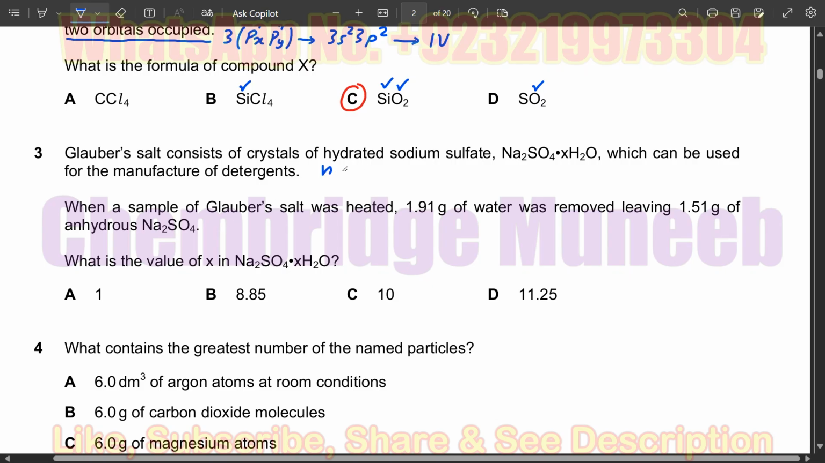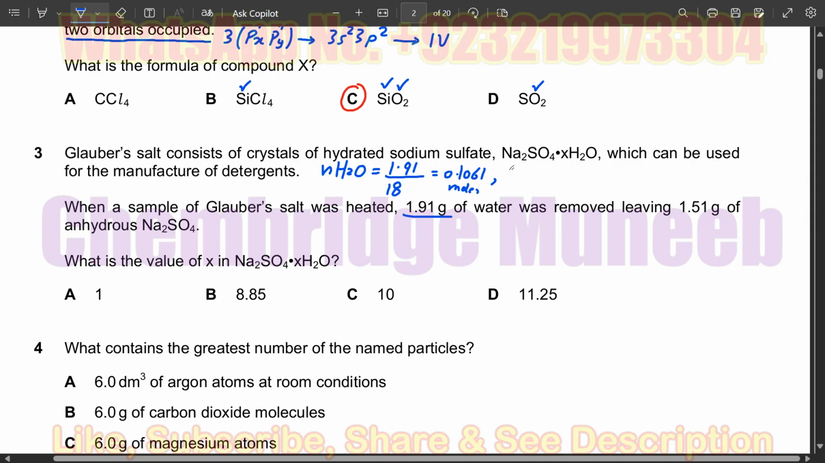So moles of the water will be mass divided by molar mass. The mass of water removed is 1.91 gram. So 1.91 divided by the molar mass of H2O, which is 18. The answer is 0.1061 moles.